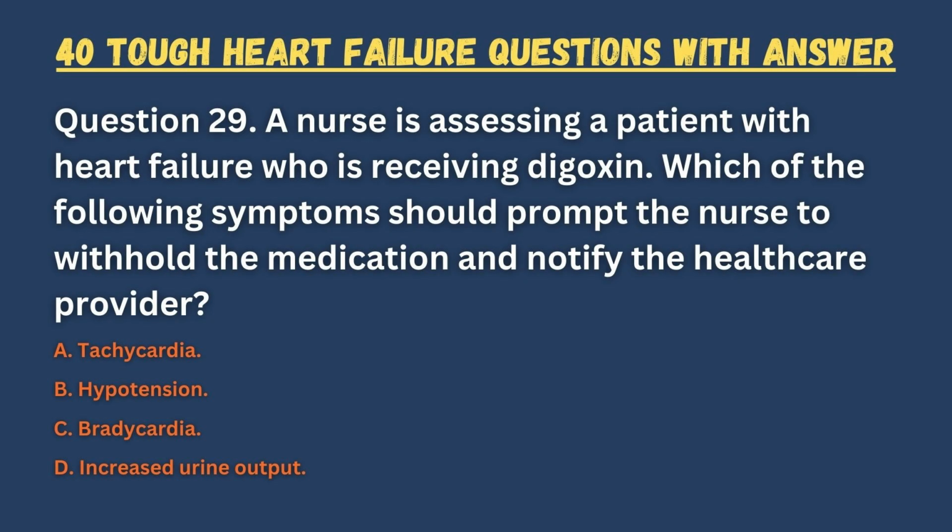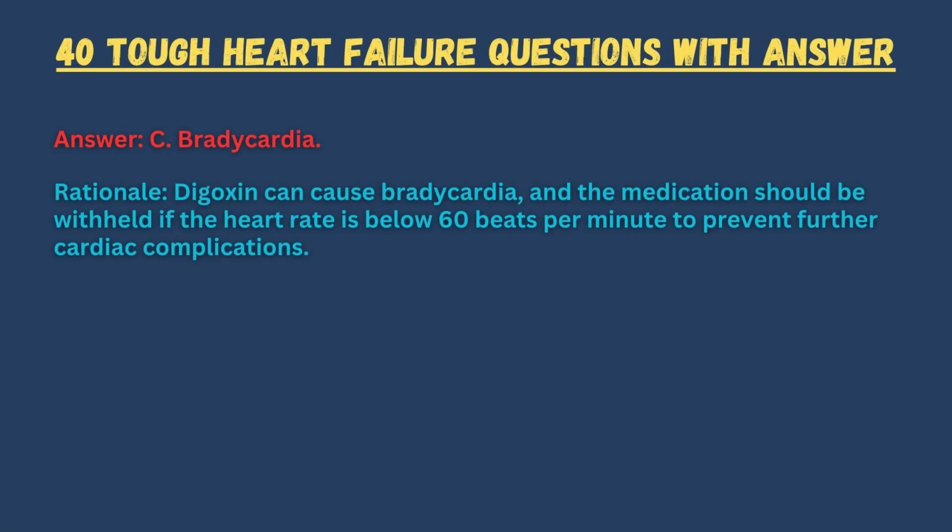Question 29. A nurse is assessing a patient with heart failure who is receiving digoxin. Which of the following symptoms should prompt the nurse to withhold the medication and notify the healthcare provider? A. Tachycardia. B. Hypotension. C. Bradycardia. D. Increased urine output. Answer: C. Bradycardia. Rationale: digoxin can cause bradycardia, and the medication should be withheld if the heart rate is below 60 beats per minute to prevent further cardiac complications.